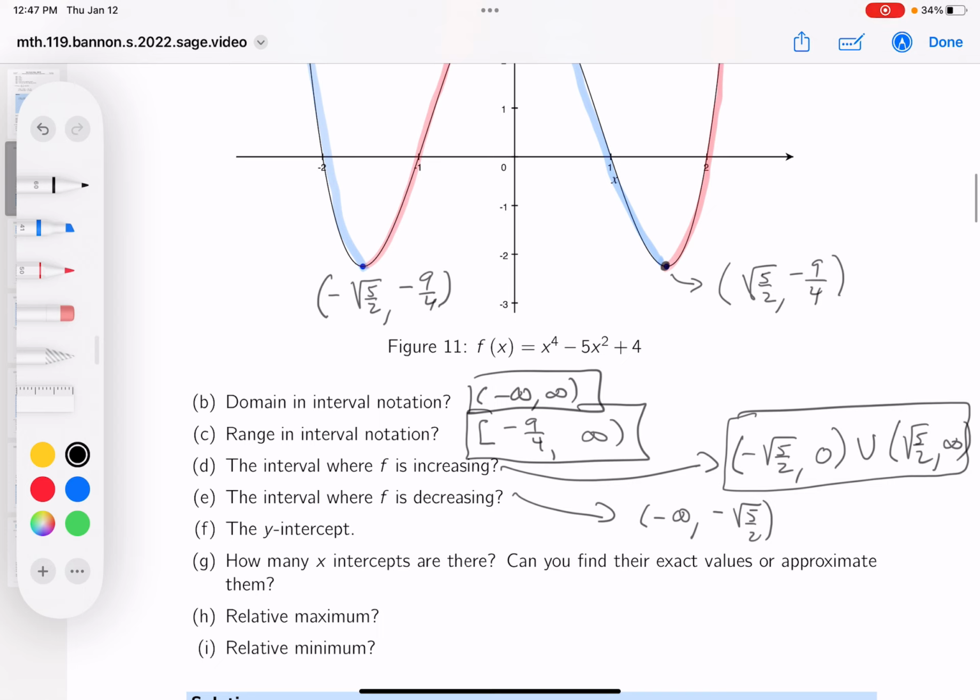So what do you get over here? It's also going to be decreasing from 0 up to the root 5/2. All right? I got that part done, put a box on it. Again, we'll look at the key later.